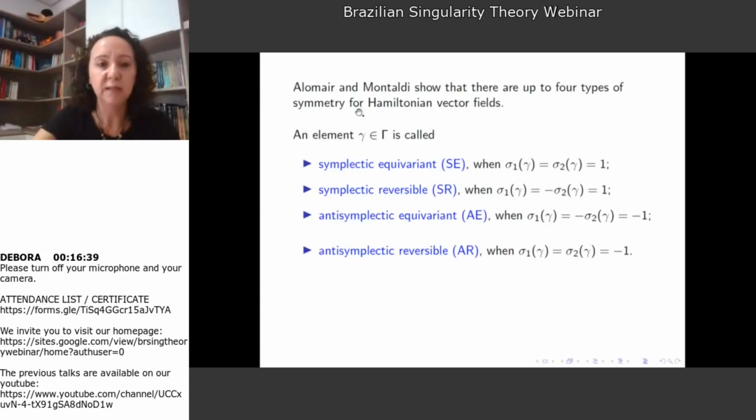But in this work, Lamb and Montaldi describe these 4 types of symmetries, but in their study they study only one case. I don't remember very well, but I think they consider symplectic and reversible elements.